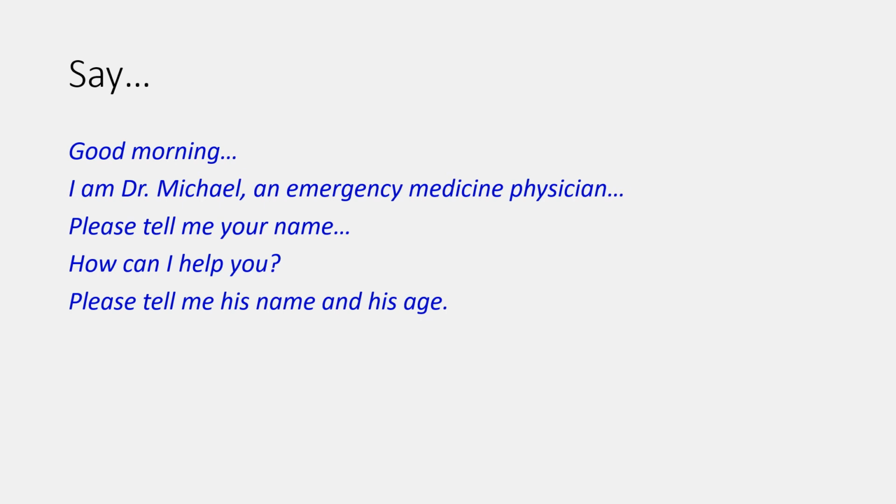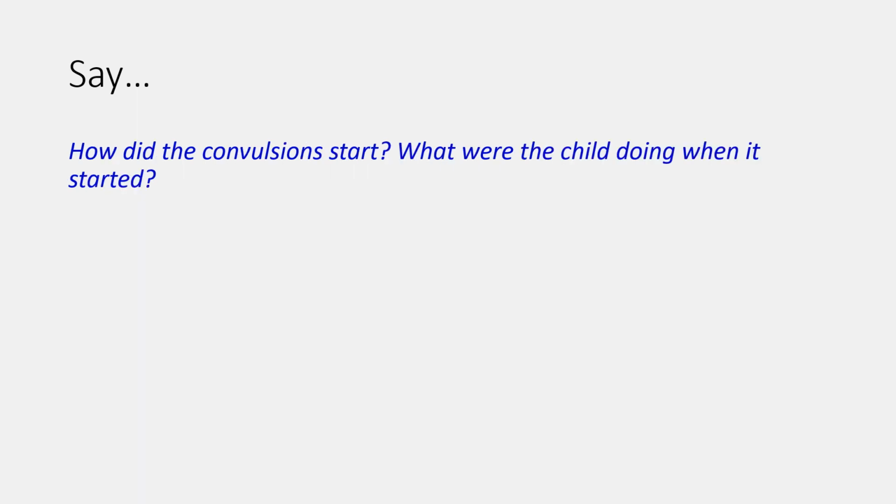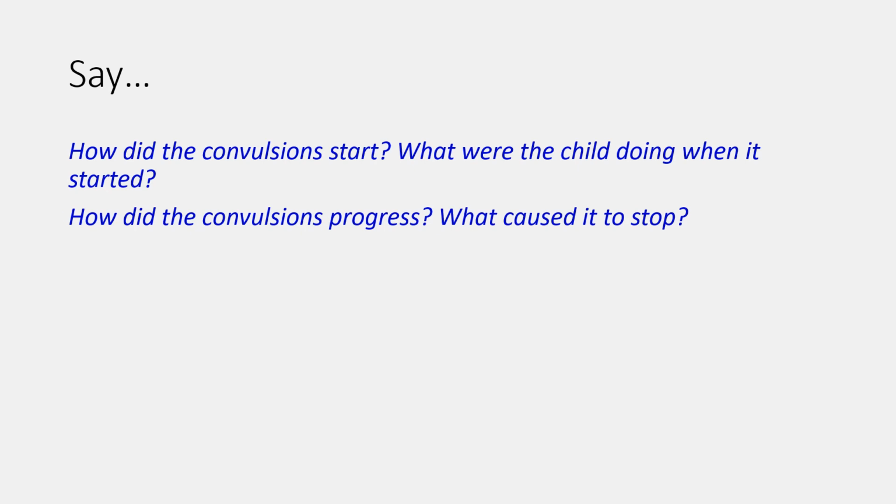Analyze the presenting complaint. First, you say, "Please tell me all about what happened." Ask the patient for the description of the convulsions that occurred. You say, "Describe the convulsions exactly for me." Ask about the onset and the related item. You say, "How did the convulsions start? What was the child doing when it started?" Ask about the course and the related item. You say, "How did the convulsions progress? What caused it to stop?"